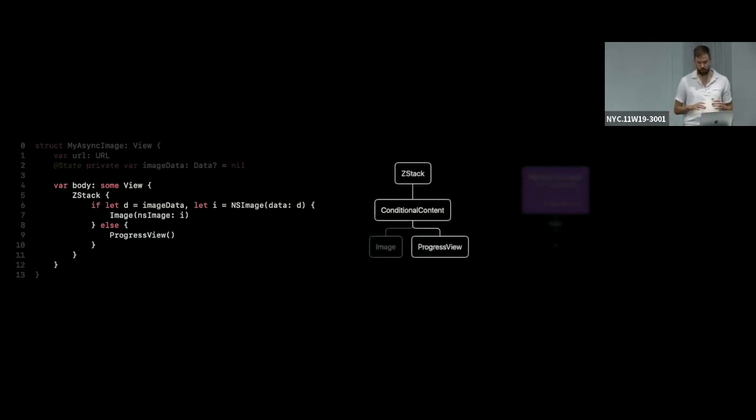What's interesting is, of course, that once we add that ZStack, it adds a new parent node to our tree. And I think it's always very important to keep in mind, when I write a modifier or a view, what does this do to the tree?